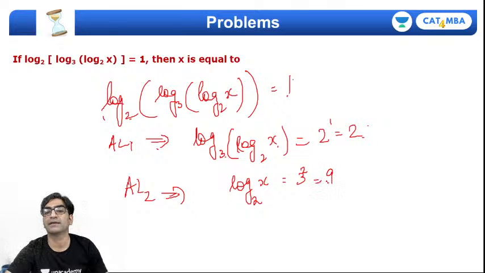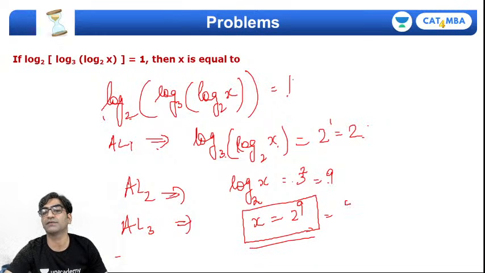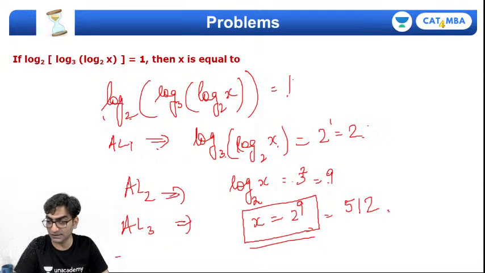That's 9. And then finally if you take an antilog the third time, then you'll get 2 raised to the power 9 is equal to x. So x is equal to 2 to the power 9. So x is equal to 2 to the power 9 is my answer, which is 512. Good answer, Shreya.